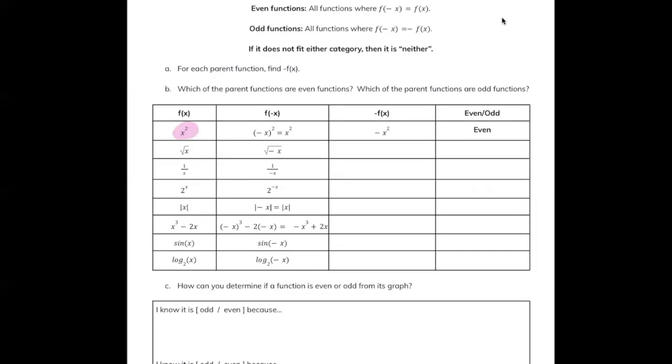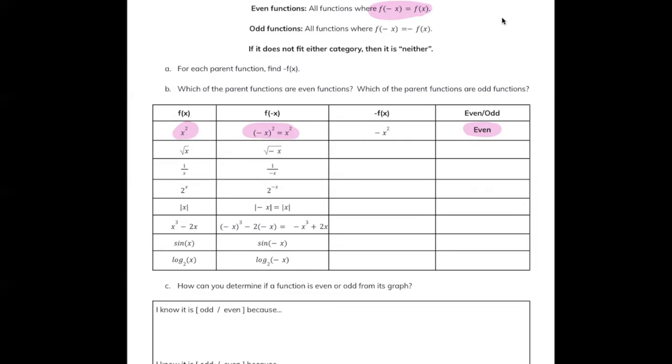when this column matches this column, it's even. Because when we plug in a negative x and we get our initial function out, we know it's even. It's symmetric around the y-axis.